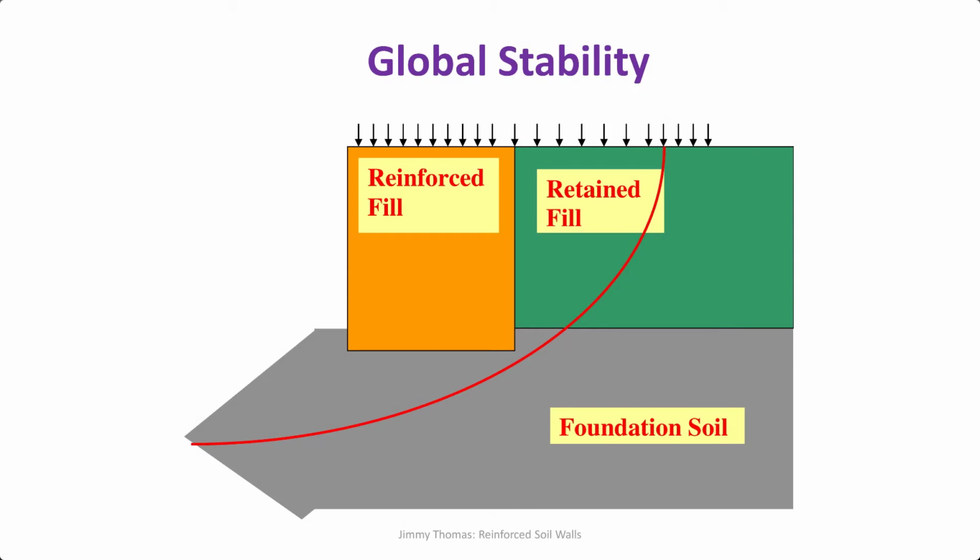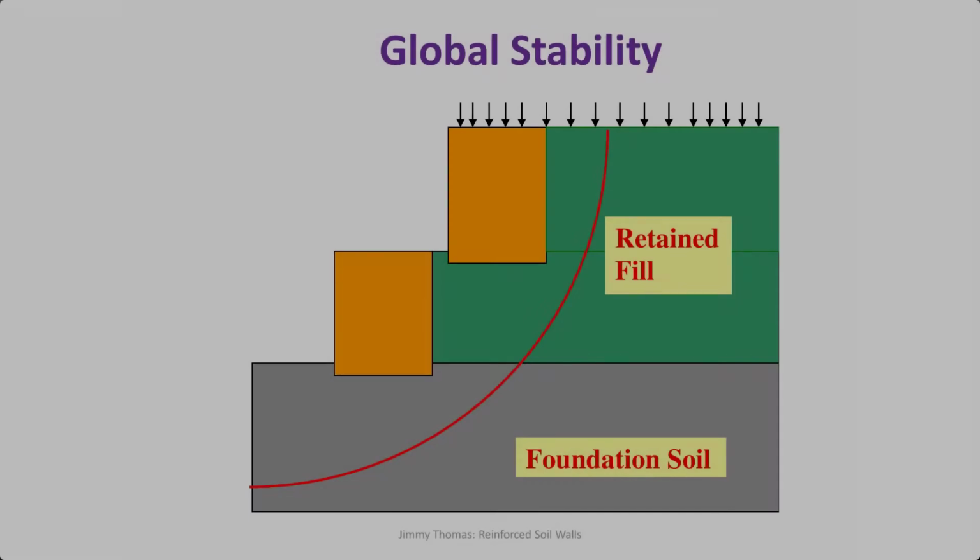Then another important check is global stability. That means our wall is safe with bearing capacity safe and sliding safe, but as a mass, if it fails, that is the global stability. Especially if you are putting a wall on a slope, we have to be careful. Or if the foundation soils are weak, and below there is a layer of very soft clay, we have to be careful because it can fail like this.